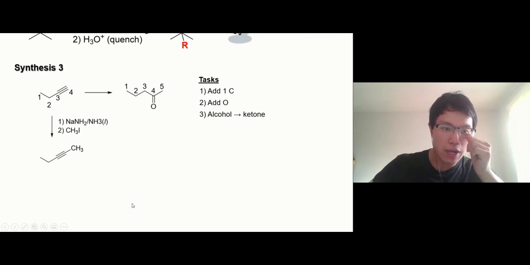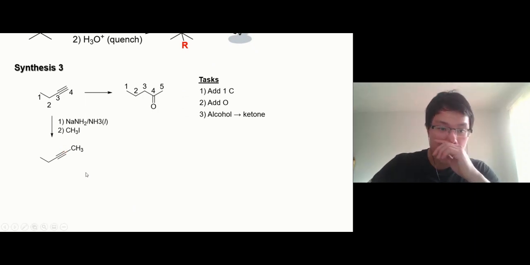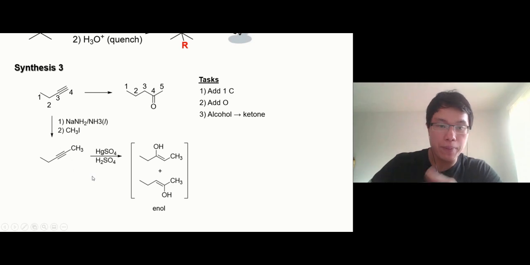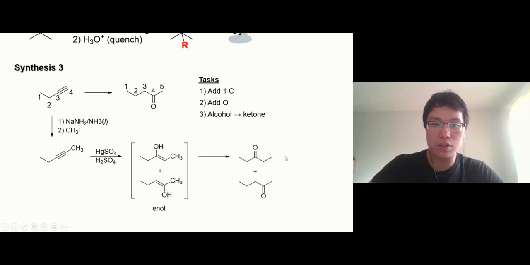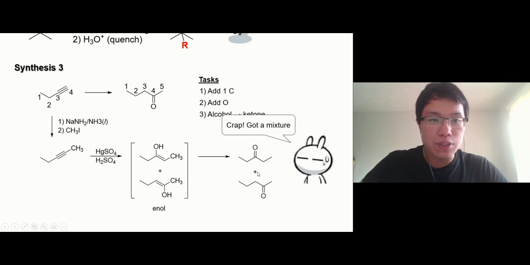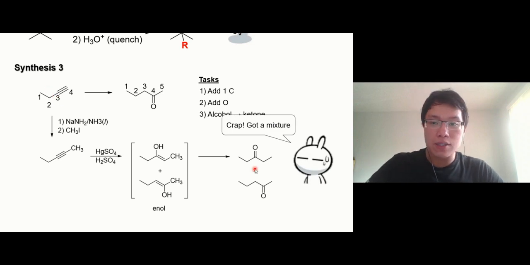So you get a 5 carbon chain now, and then you have to add oxygen right here. There are two ways to add oxygen on an alkyne, and you pick one of those. Use mercury sulfate. But in this case, it's Markovnikov, so you can go either way. You're going to get a mixture of these two intermediates, which will tautomerize to the ketone. That's not really effective. You start with one reactant and get 2 products here. We want just one of them, so find something that's a bit more effective.